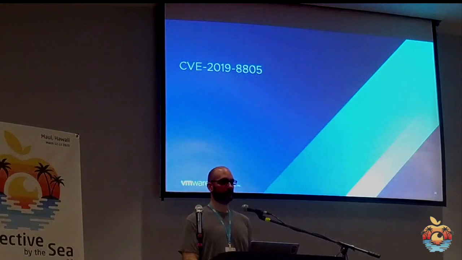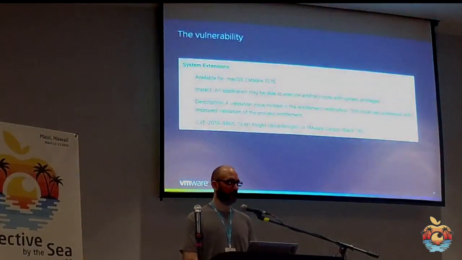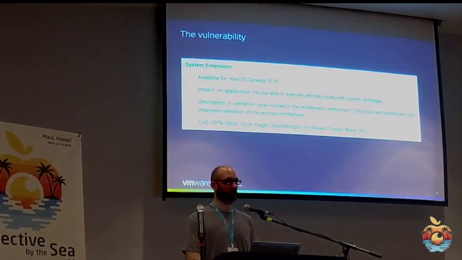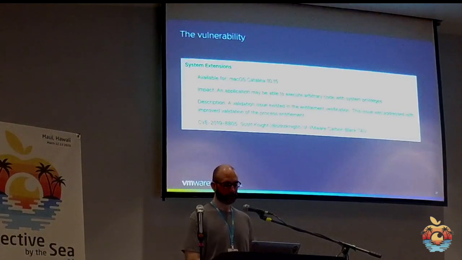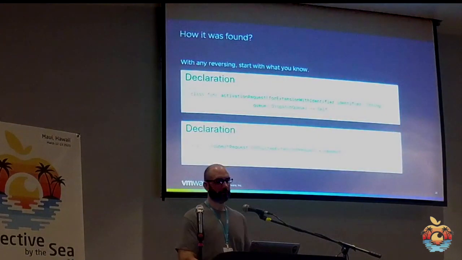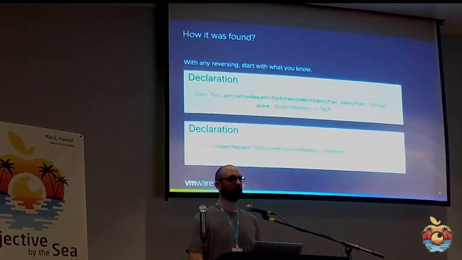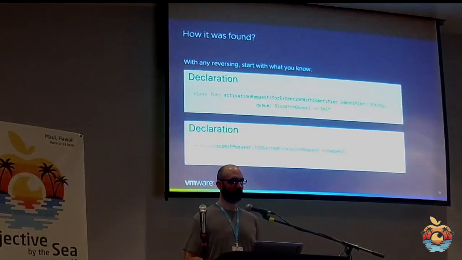So onto this vulnerability, CVE 2019-8805. Apple described it as just a validation issue that existed in entitlement verification. I'm going to go into how I went about finding it, my process, and some of the stuff that I reversed for that. With any reversing, I start from the APIs, looking at what's known and what's public as a point to start digging into this stuff.